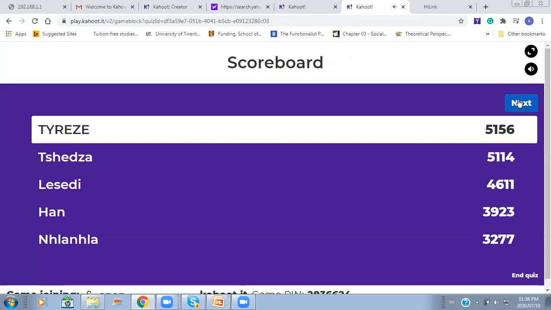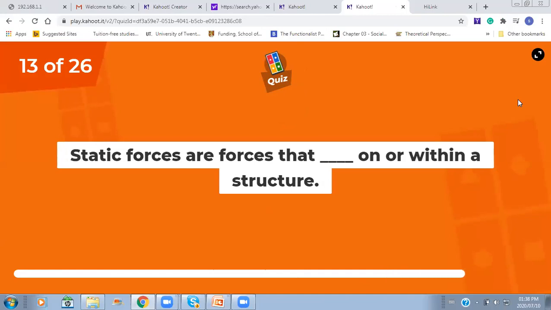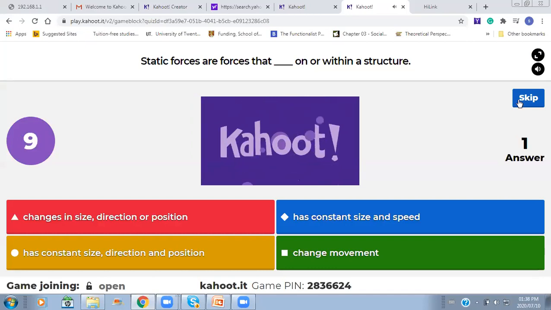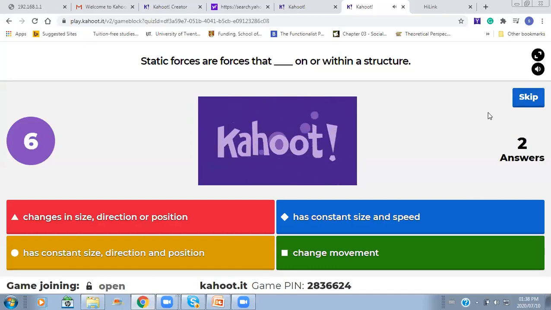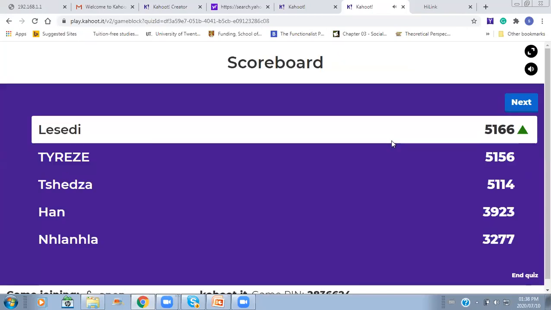All right, let's go. Let's check this one, whether we have an idea here. Static forces. So let's get going. Is it difficult for you guys? Try it. The time is going. Okay, let's see. One person is good. Lesede has overtaken Tyrus.